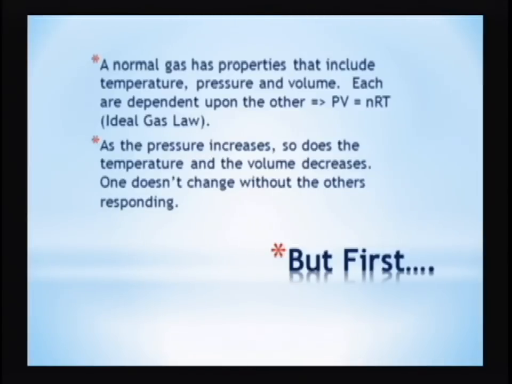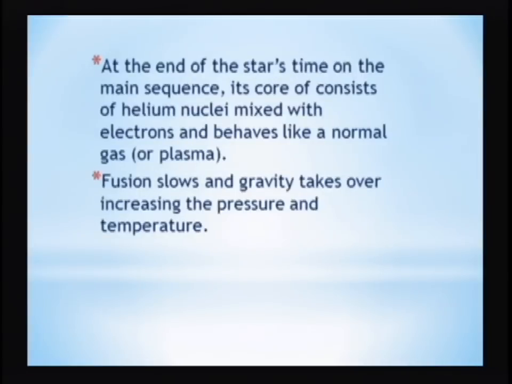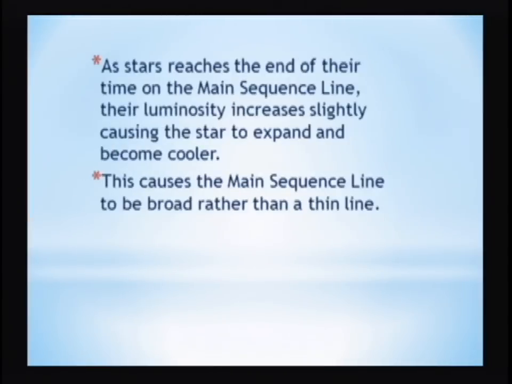And so when we start talking about what's going on in these cores, we'll come back and talk about that pressure and that temperature and that volume, and we'll see what happens when those cores respond. But remember, guys, you can't really change one without changing the other. So at the end of the star's time on the main sequence, that core is going to consist of basically helium nuclei mixed with electrons, and it's going to behave like a normal gas or a plasma. Fusion is going to slow, gravity is going to take over, and it increases the pressure and the temperature. And remember, when gravity takes over, everything is going to start collapsing, and that's why your pressure increases as well as your temperature.